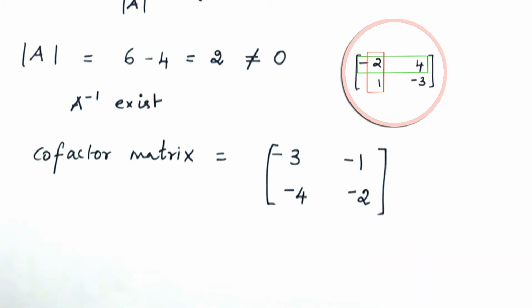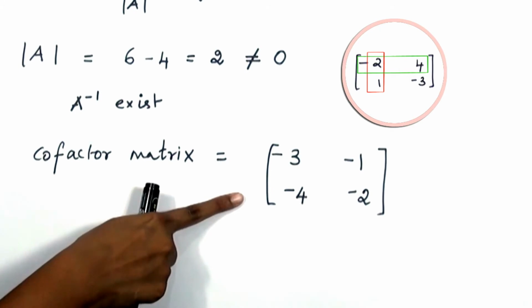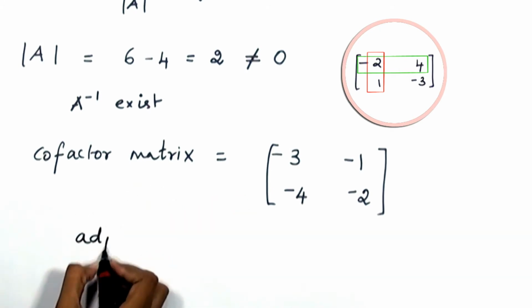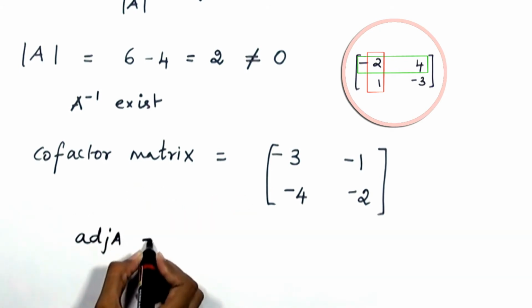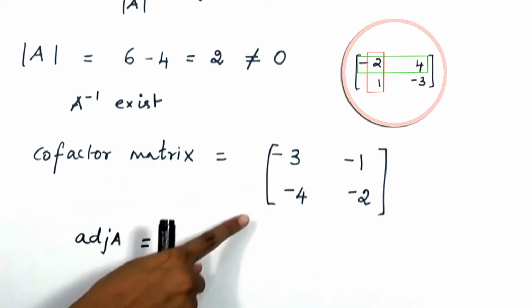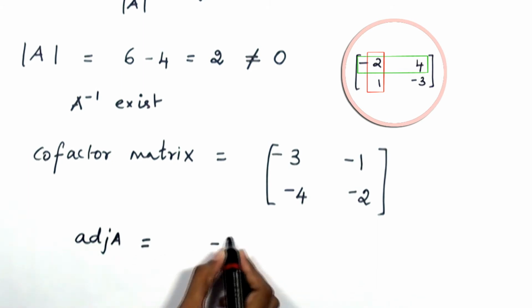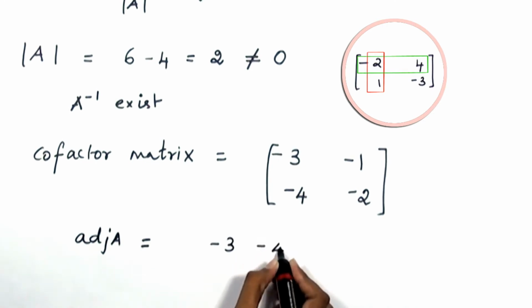Finding the adjoint is the next step. For this, we'll be transposing the cofactor matrix, which is nothing but converting the first row into the first column and the second row into the second column. Adjoint A is equal to, this row gets converted into the first column and this second row gets converted into the second column. So the adjoint A becomes -3, -4, -1, -2.